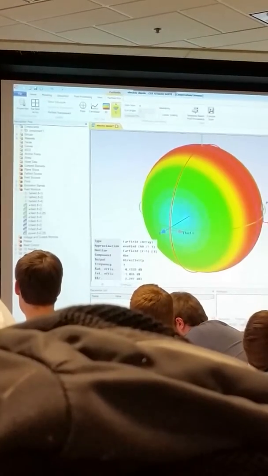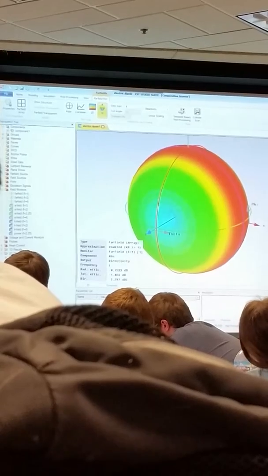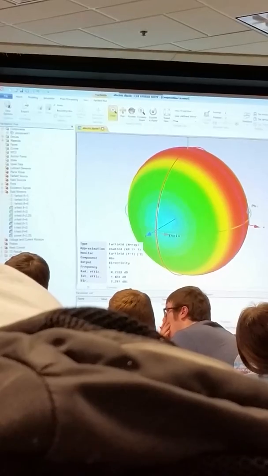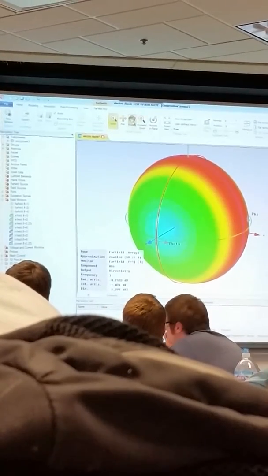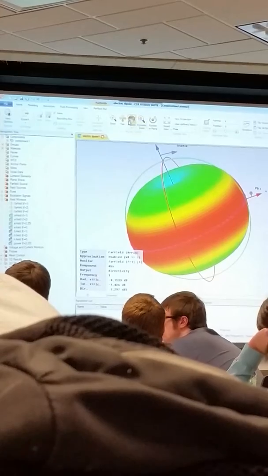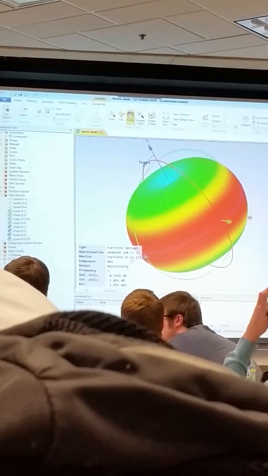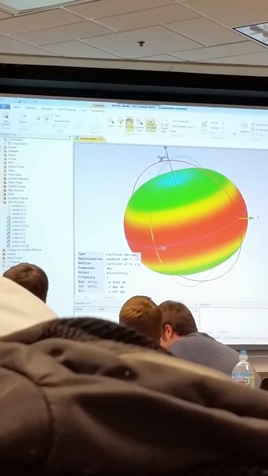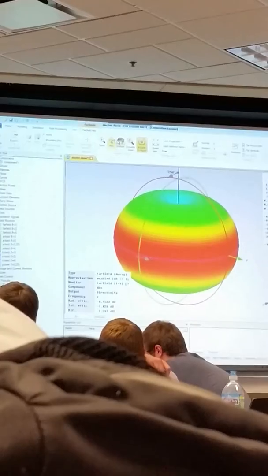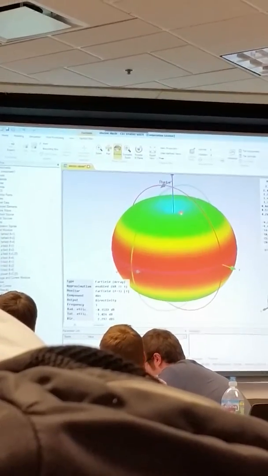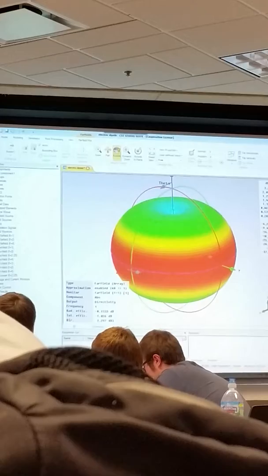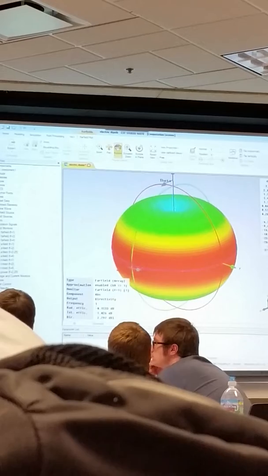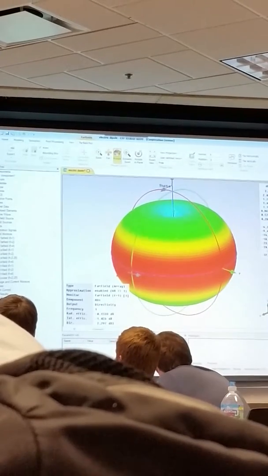Let's look at the far field. This is the pattern. Let's put the z-axis up like we're used to looking at it. That's better. You can see this is a dipole antenna, so it's going to radiate most strongly in the XY plane. It doesn't radiate very well at all in the Z direction.